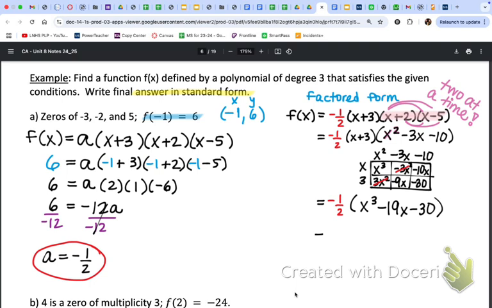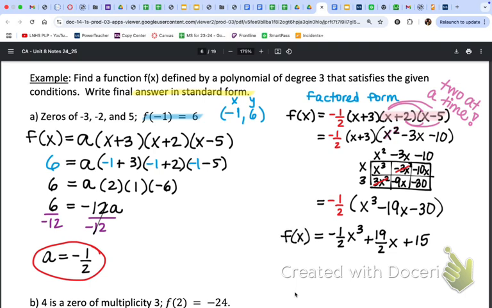So it looks like this, because it's still not in standard form right now. You have to get it all the way out like this. Standard form means you have no parentheses and your exponents go high to low. So positive 19/2, that's not very nice, is it? This one is, though. Positive 15. So you would say f of x is equal to that.